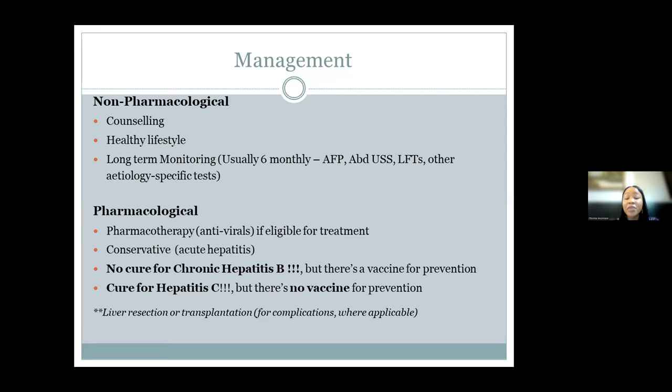So the patient has already been found to be infected. It's important for you to tell them to get their relatives tested. Let their close contacts get tested. Let their co-workers, their co-worshippers, anybody they know, let them get tested. And in the event of testing negative, it's important to emphasize the need for vaccination.